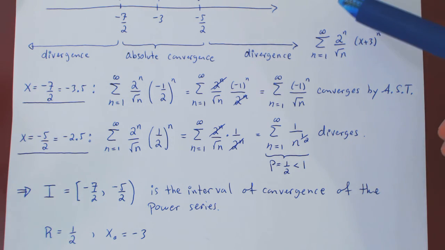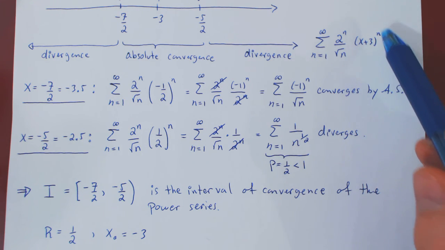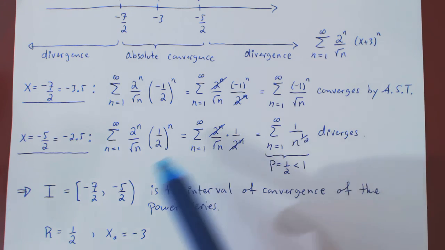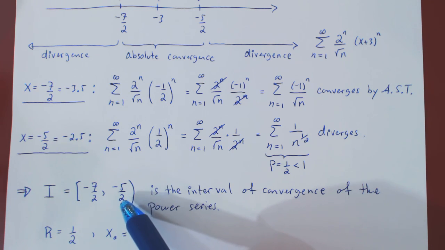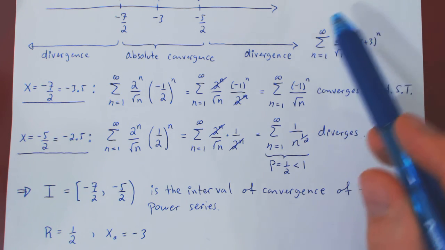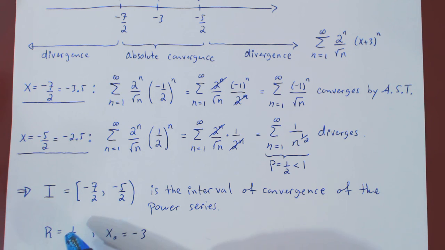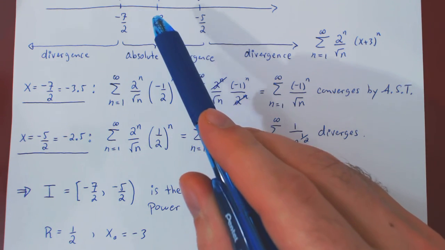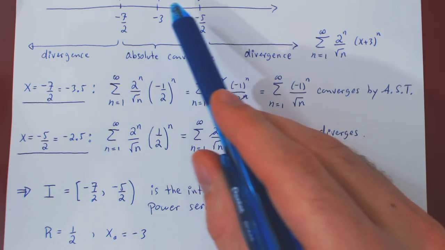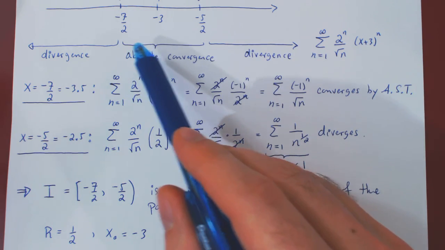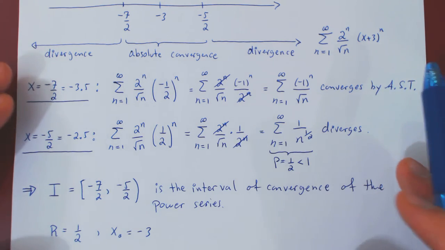So to summarize, we looked at this power series. The power series only converges for values of x that are between -7/2 included up to -5/2 excluded. Therefore, this function has as its domain the interval I. The center of the series was -3, the center of the interval of convergence. And because we could walk from the center in both directions by 1/2 and still have convergence, the radius of convergence of the power series is 1/2. And that's it.